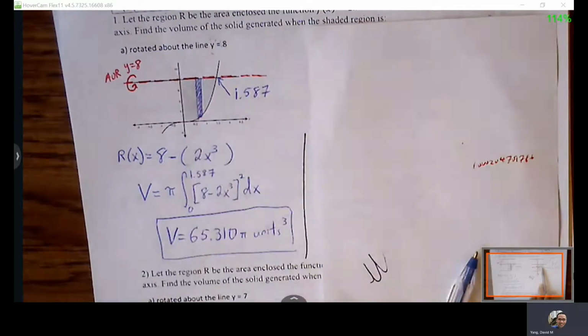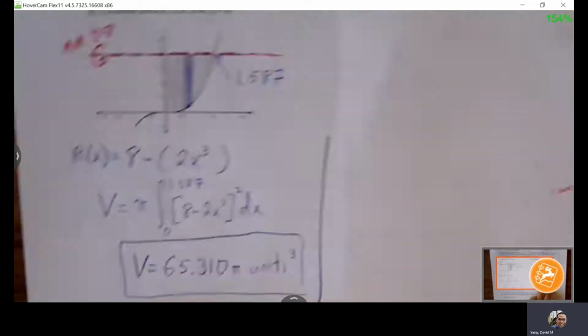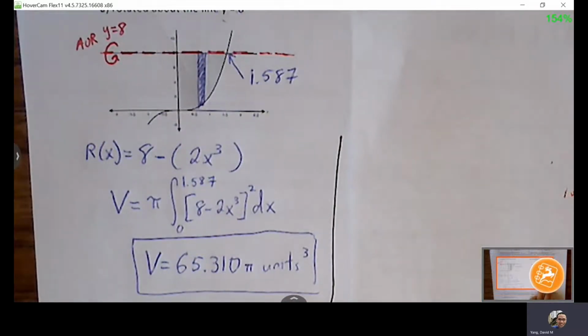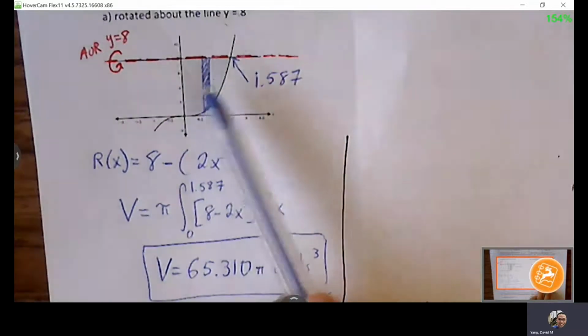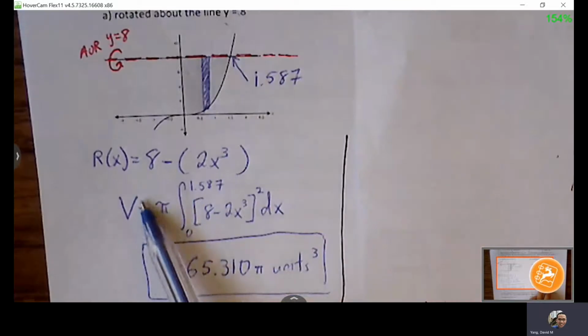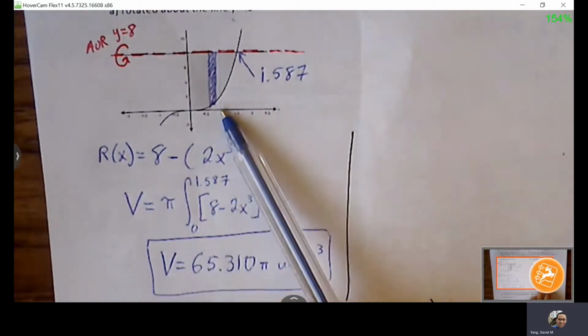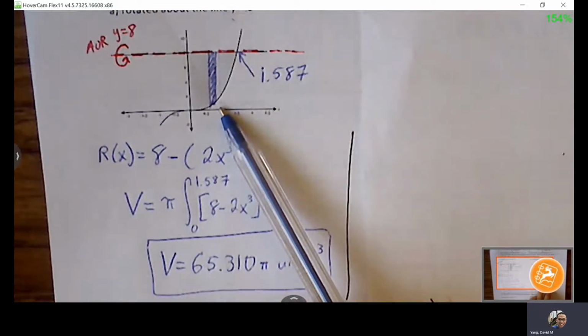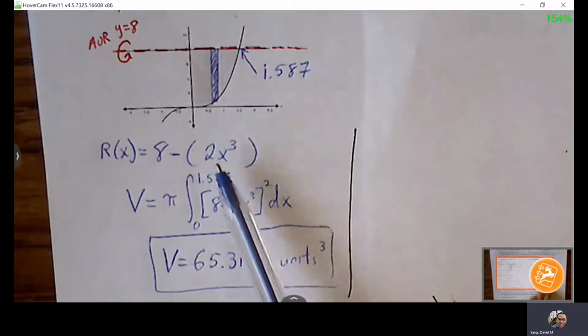So now that we're here, we know that we have to do top minus bottom because we see a vertical radius. So we look at the top of the radius. The top of the radius is touching the dotted line, which is 8. So that's going to be our top graph. We look at the bottom of the radius. The bottom of the radius is touching the curve, the 2x cubed. So that's going to be the bottom graph.